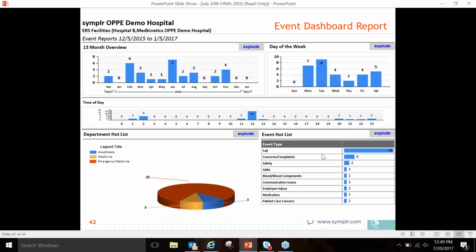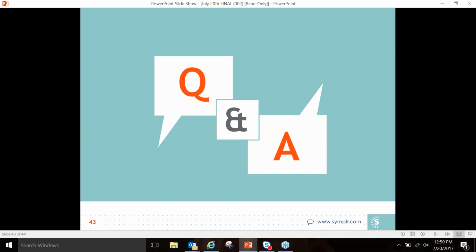And then on the right-hand side here, this is your hot list. You can actually drill down into these events and see what's going on. I've got the most falls here, 19 falls. So these falls I need to probably attend to first before the other events. So that helps you manage everything.